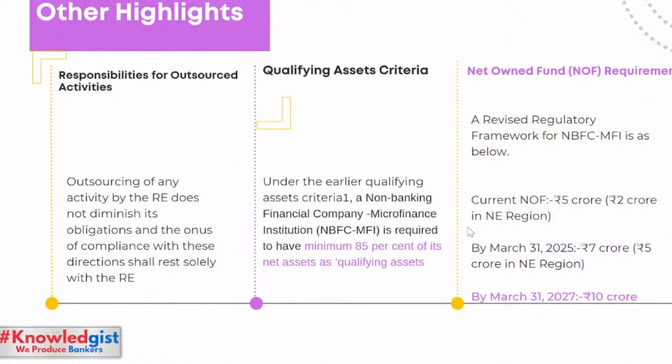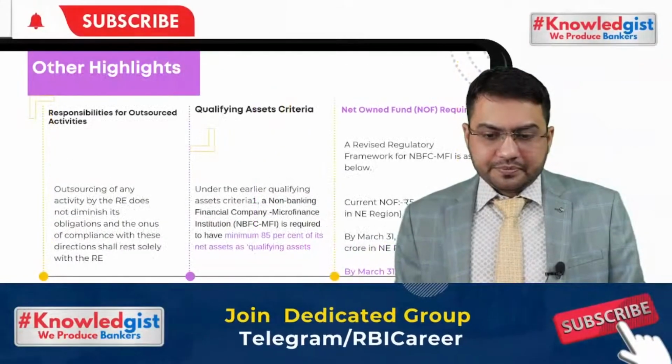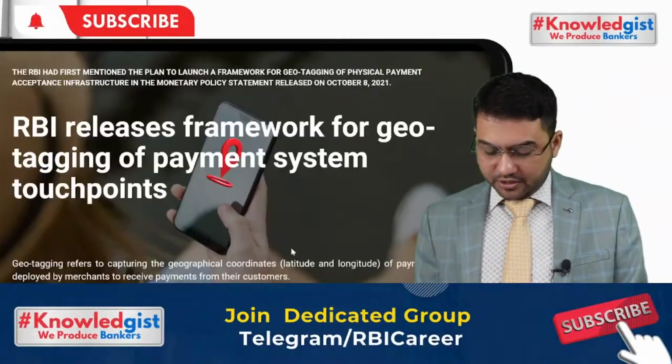Clear? Let me take it to the big screen. And the net owned fund requirement of the microfinance institutions is minimum 5 crore, 2 crore for the Northeast region. By March 31st, 2025, it has to be changed to 7 crore and 5 crore for NE regions, Northeastern regions. And by March 31st, it is to be changed to 10 crore. Got it? So yes.